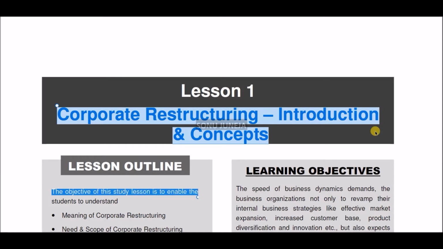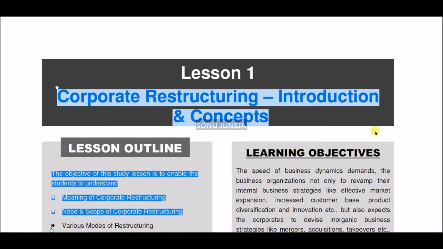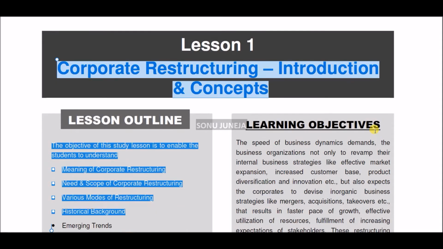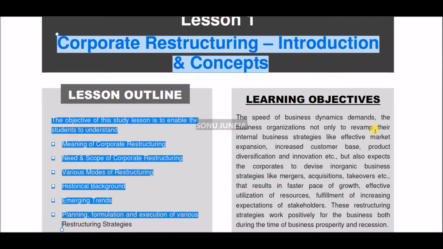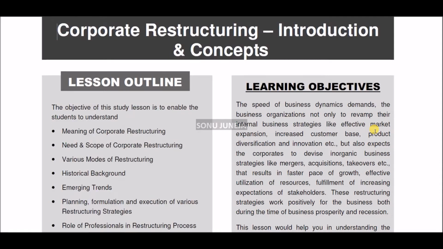So let's begin. The first thing you understand is the meaning of corporate restructuring through this chapter. Next is need and scope of corporate restructuring. Third is various modes of restructuring, historical background, emerging trends, planning, formulation and execution of various restructuring strategies, role of professionals in restructuring process.